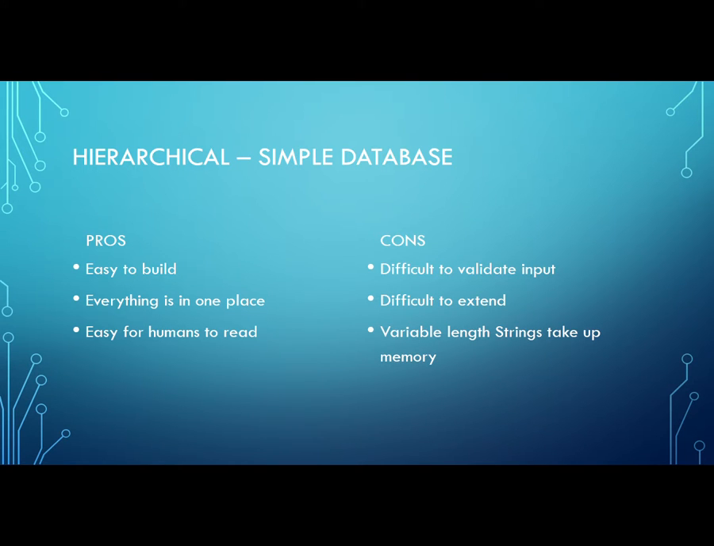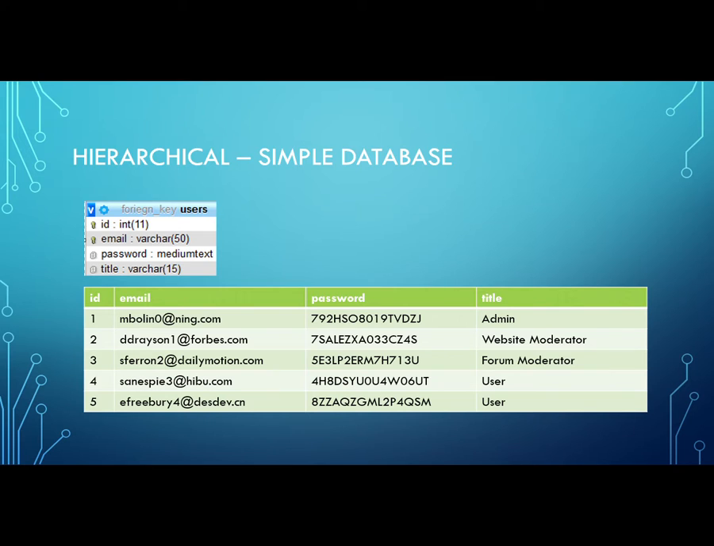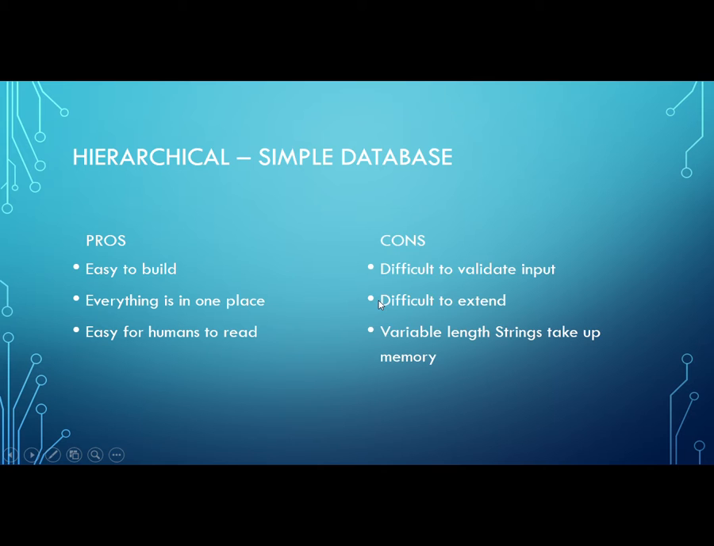And then finally, the last thing is that variable length strings take up quite a bit of memory. What I mean by that is that these titles here are defined as, in this case, a varchar 15. I'm not going to go into the nitty-gritty of it, but anytime you're working with strings, especially in languages where strings are immutable, it can be much more complex to work with those as opposed to numbers, which is what a relational database does. So those are the pros and cons of this little simple database.